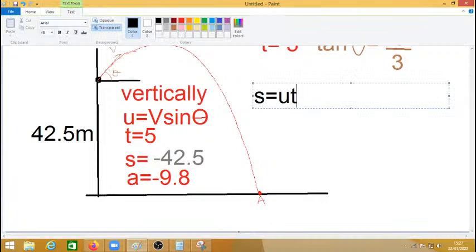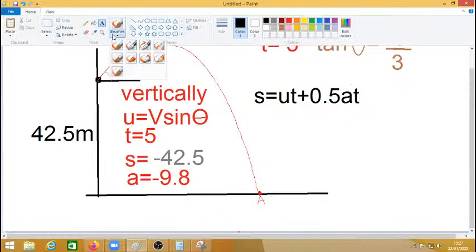So s equals ut plus half at squared. Let's see if this is going to give us what we want. We're trying to get a number for the initial speed here, the v. So s, we know, that's minus 42.5. The u, we've got an unknown expression for. t is known, 0.5 is fine, acceleration is known, and the t is again known. So it looks like most of it we know, we just don't know the u.